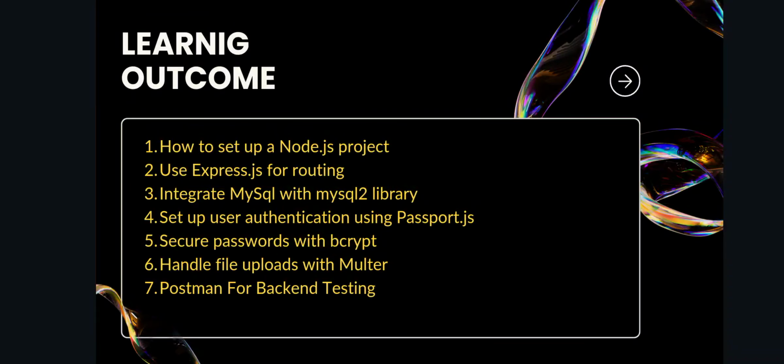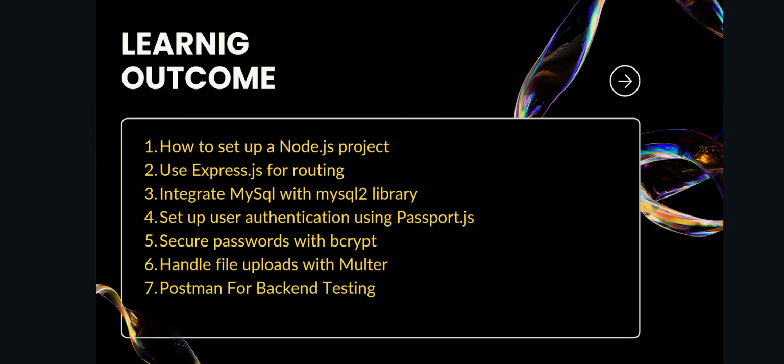Second thing is use express.js for routing. We need to render our dynamic content for our project, so we will use express.js. That is the Node.js library, so we will discuss that also in this video. And third is integrate MySQL with the MySQL2 library. We will discuss how to set up a MySQL database with our project.